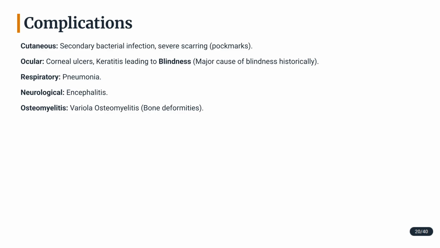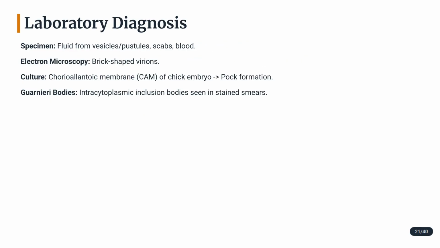Laboratory diagnoses involved examining specimens like vesicle fluid and scabs. Techniques included electron microscopy for brick-shaped virions and identifying Guarnieri bodies, which are inclusion bodies. Management historically involved strict isolation until the last scab separated, supportive care, and antibiotics for secondary infections. Immediate notification to WHO was also mandated.